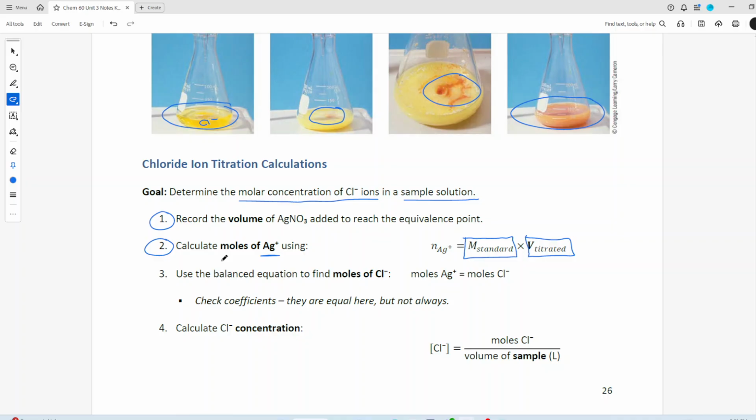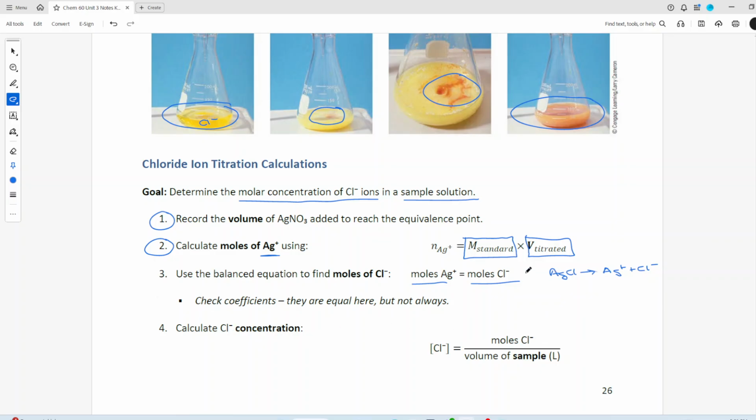Then you're going to use the balanced equation to find the moles of chloride. So we know that silver chloride dissociates into silver and chloride in a 1-to-1 ratio. So the moles of silver will equal the moles of chloride. So check the coefficients, but they're equal here, but not always.